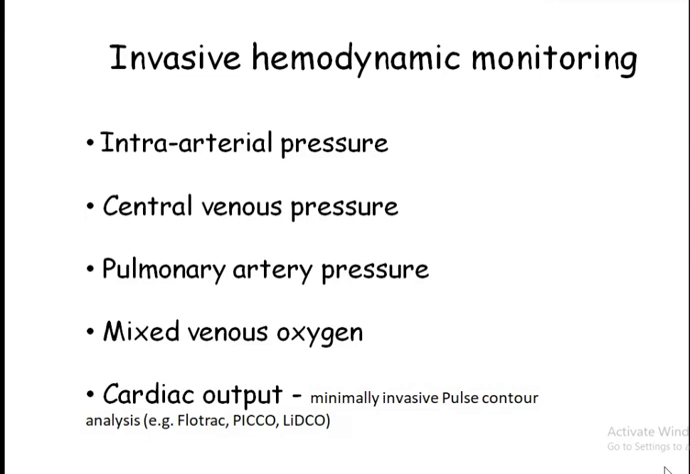Another one is pulmonary artery catheterization. This method of hemodynamic monitoring is not used currently. It is not in much use, but through pulmonary artery catheterization, we can measure pressure in the central veins and right atrium. We can even measure the cardiac output, pulmonary artery pressure, and pulmonary artery occlusion pressure, that is pulmonary wedge pressure. Then we can measure another term, the mixed venous oxygen.